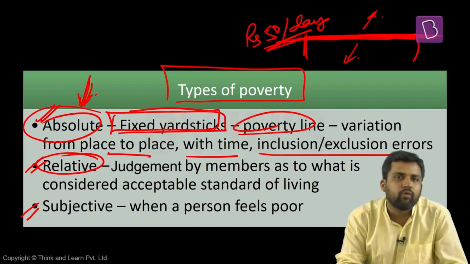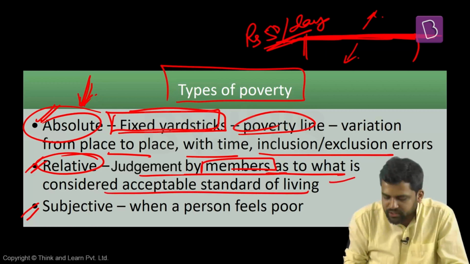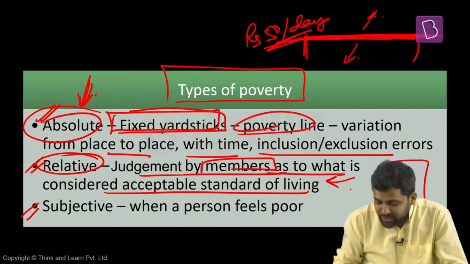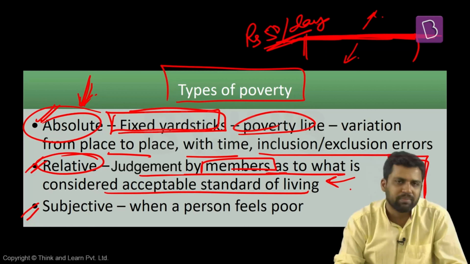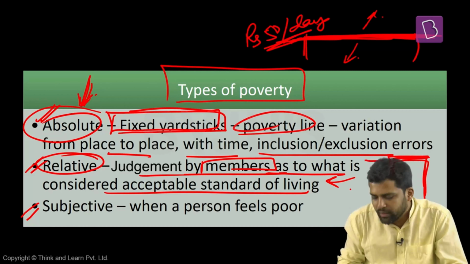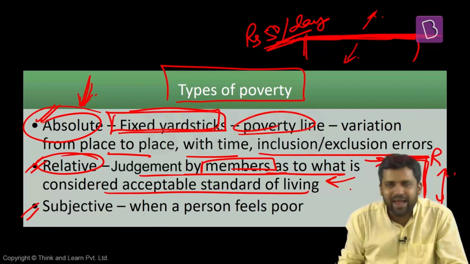Now, what is relative poverty? In this, the judgment of the members is used. So, members of the society themselves decide what should be considered as acceptable standards of living. Generally, in these societies, especially in the advanced economies, everyone will have access to all the different kinds of resources. Basic requirements will be met. But in these societies also, there will be some people who will be comparatively poor as compared to the rich sections. Let's say this is the rich section, this is the poor section. So in these societies also, there is a difference. These people will be lagging behind as compared to the rich section.